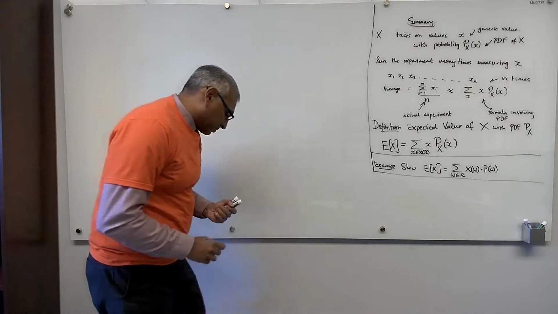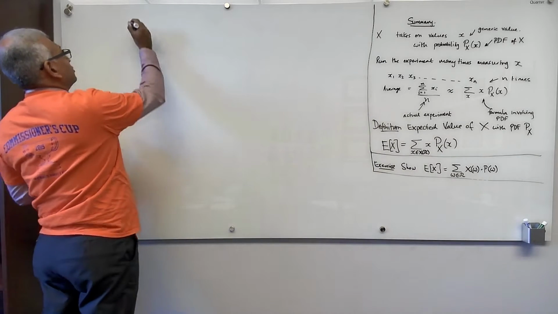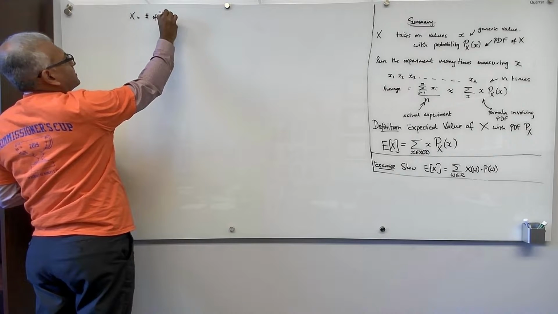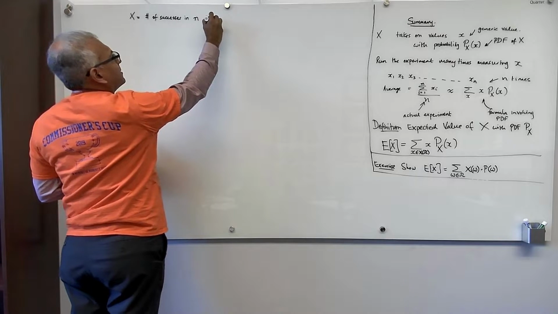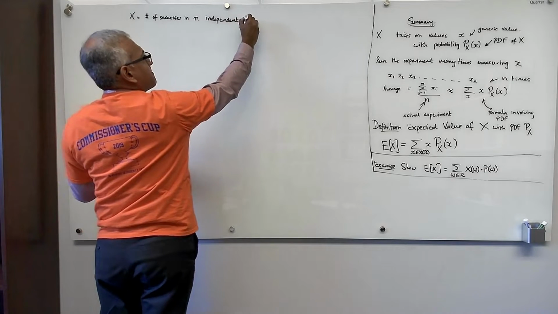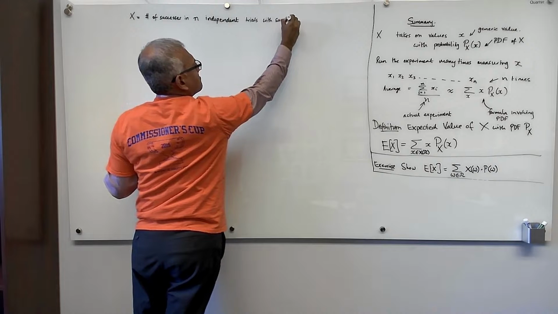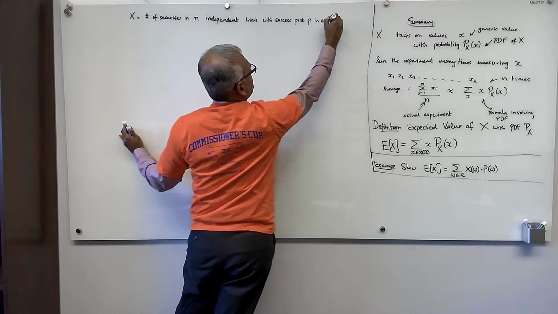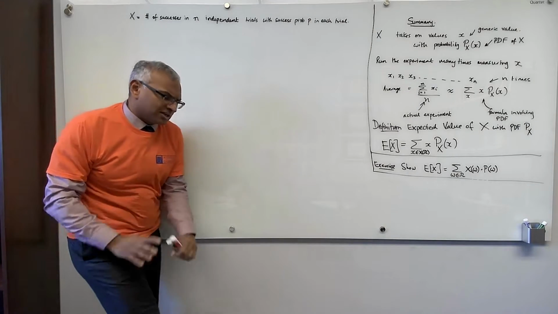The binomial random variable. This is a good opportunity to review what that is. So remember, the binomial random variable x is the number of successes in n independent trials with success probability p in each trial.